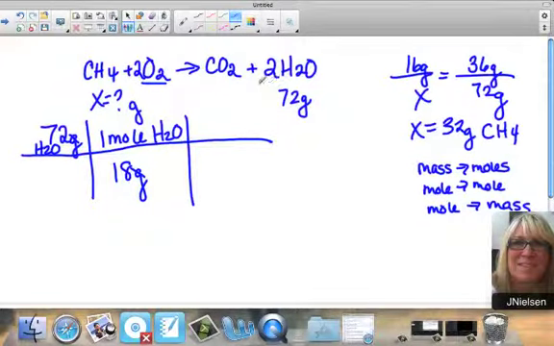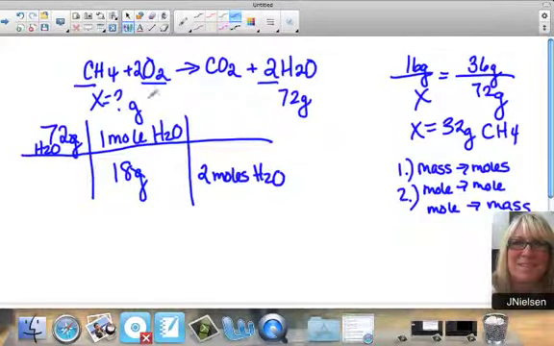Now I'm going to use the coefficients. I'm going to do that intermediate step, mole to mole, right here. I just changed mass to moles in this problem. Mass to moles. Now I'm going to use a mole-mole relationship. In my equation, I have 2 moles of H2O, and I have 1 mole of CH4. My moles of H2O cancel. I'm not where I want to be yet. I want to be at grams of CH4.